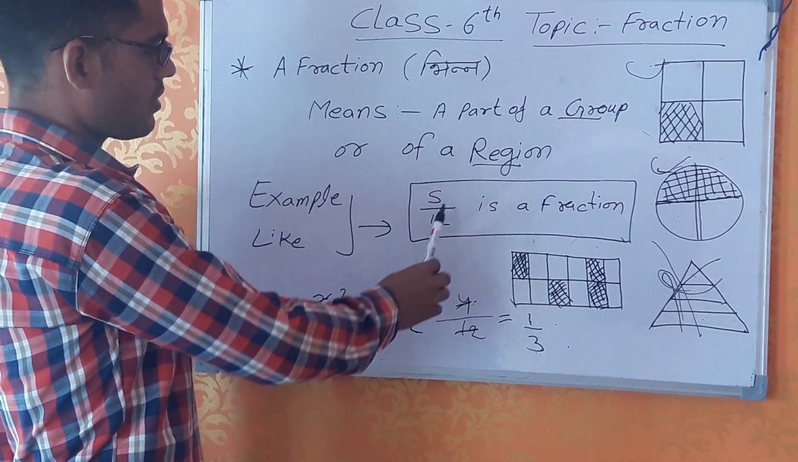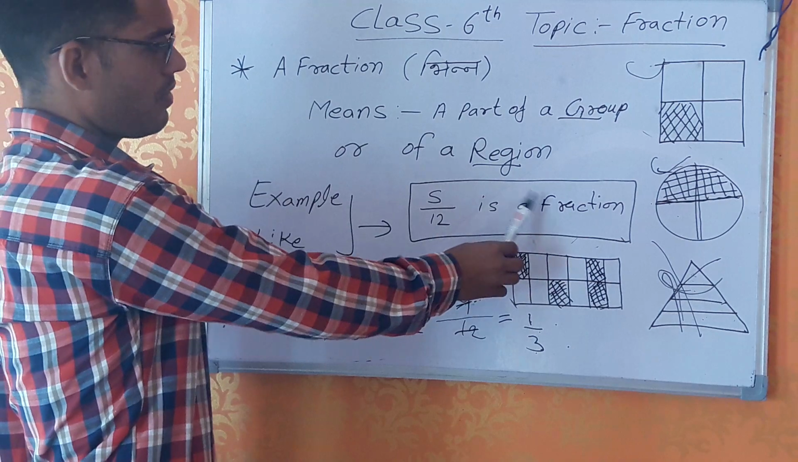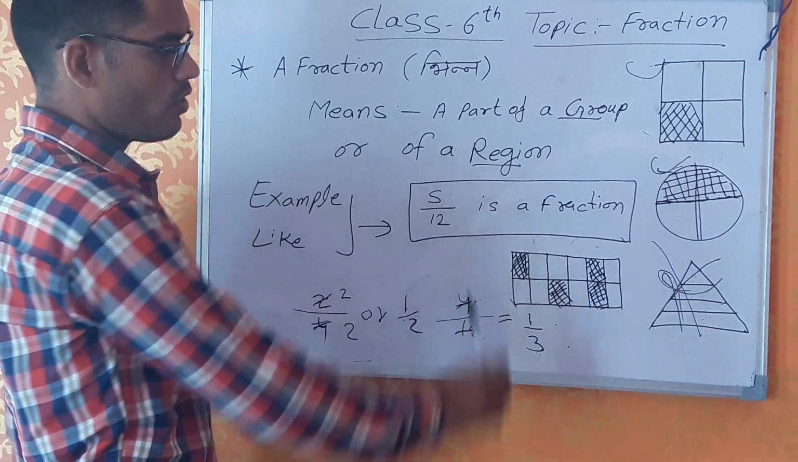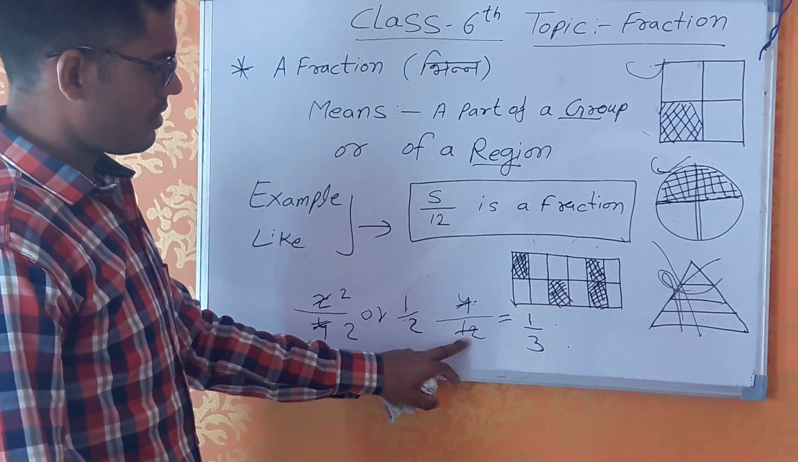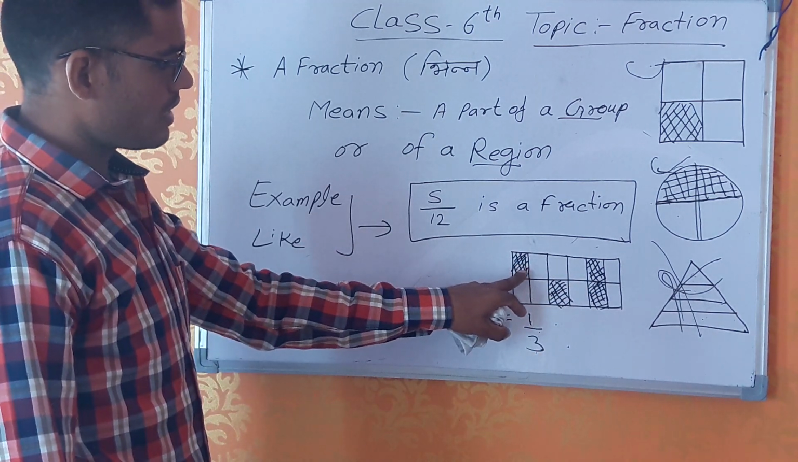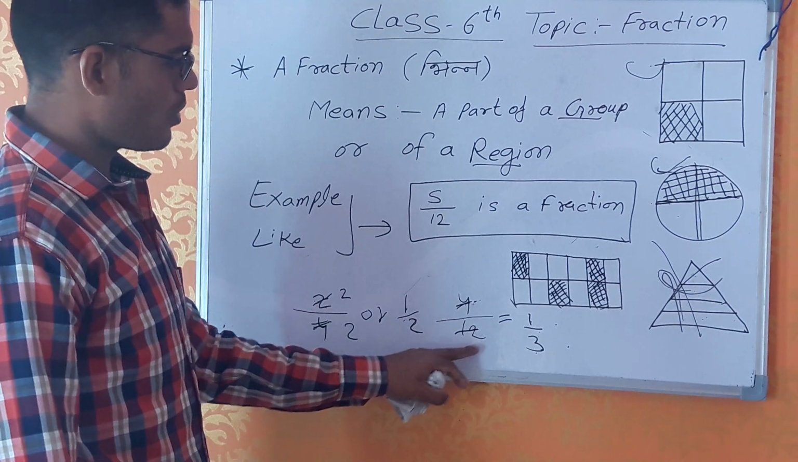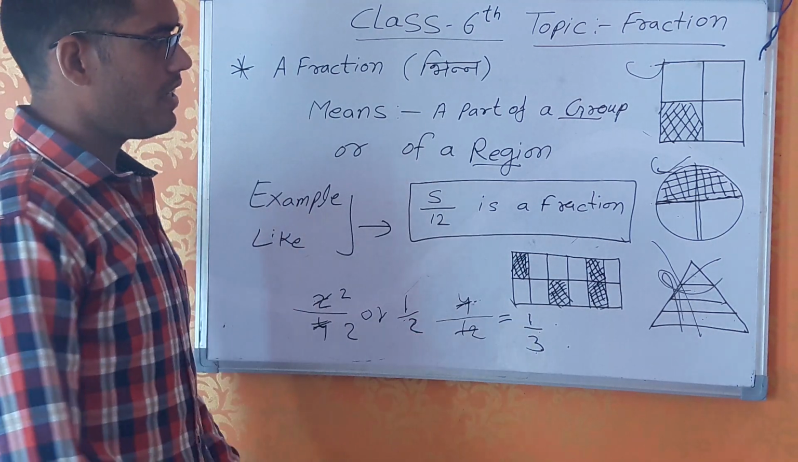The example is 5 upon 12. 5 is the numerator and 12 is the denominator. In this example, the total boxes are 12 and the shaded area boxes are 4. 4 upon 12 is 1 upon 3.